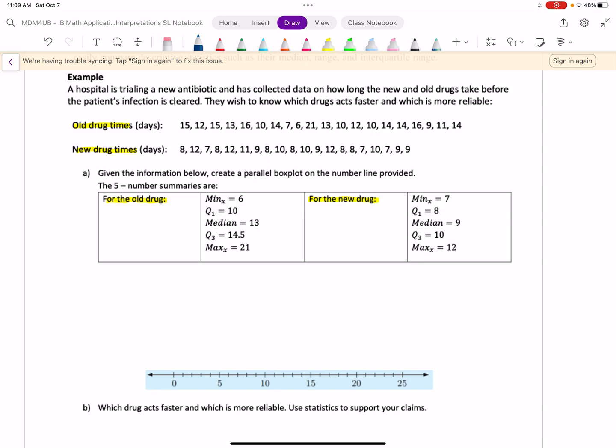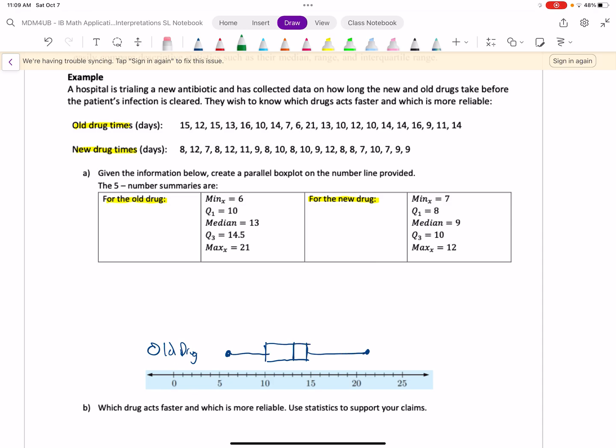So let's start with the old drug. I'm going to say this is the old drug. I got a min of 6, max of 21, and we can draw in the other parts, Q1, median, Q3, like that, and then connect these up.